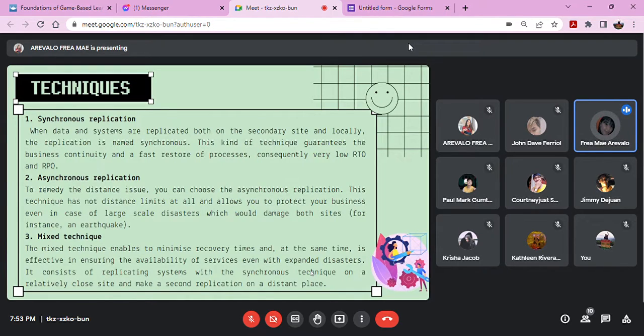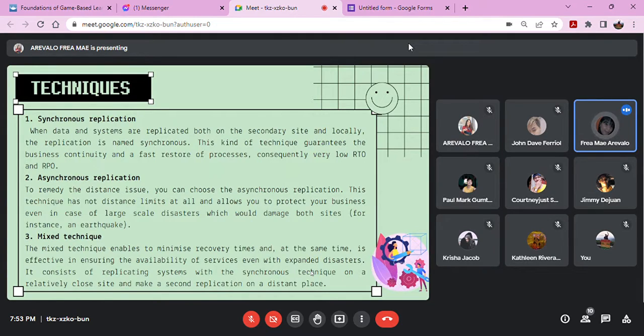Next is asynchronous replication. To remedy the distance issue, you can choose asynchronous replication. This technique has no distance limits at all and allows you to protect your business even in a case of large-scale disasters, which would damage both sides, for instance, an earthquake. So sa asynchronous naman, the products write data muna sa primary storage and then makakopy yung data doon sa replica niya. So in an instance, write operations may be transmitted to the replica in batches or on a periodic basis. For example, every 5 minutes dapat nare-replica siya.